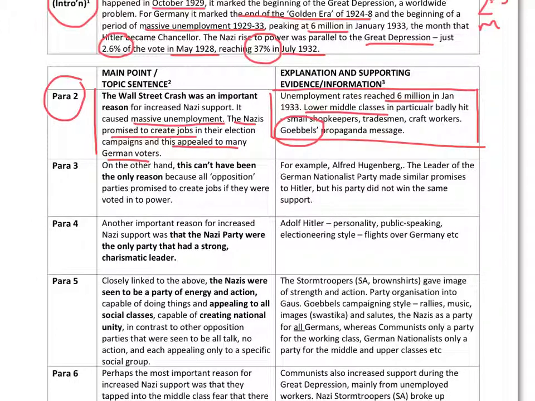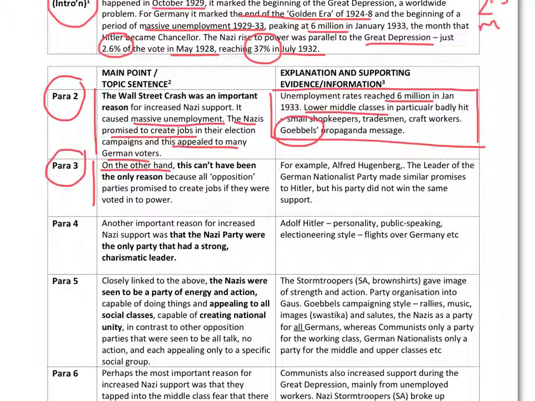You then move into paragraph 3. Again, 3 to 4 minutes. The most important thing is making that point in the topic sentence. And what you're doing here is you're turning it around. You're saying, on the other hand. Whenever you use that phrase at the beginning of a paragraph, it is a very useful phrase, you're saying, I'm now moving to the counter argument. I'm moving to the opposite point of view. I'm actually challenging the point that's put in the question. So the point put in the question was that the Wall Street crash was the most important reason for the increase in popular support.